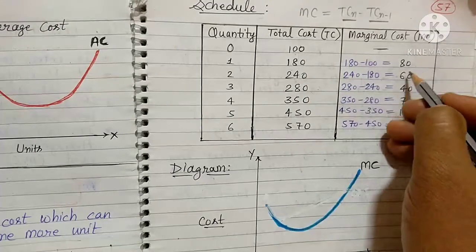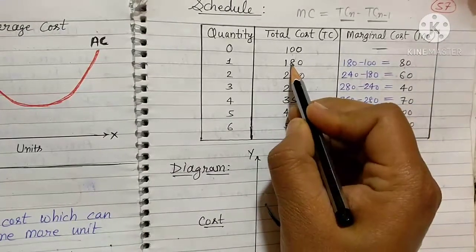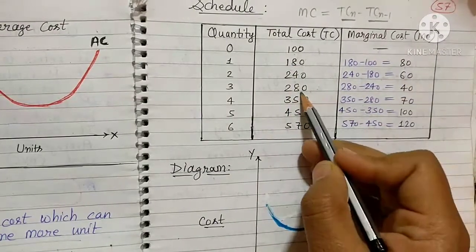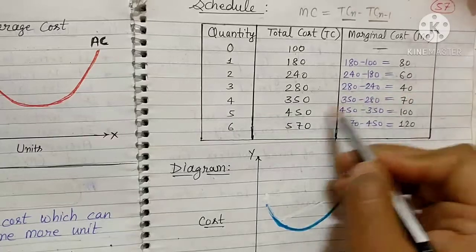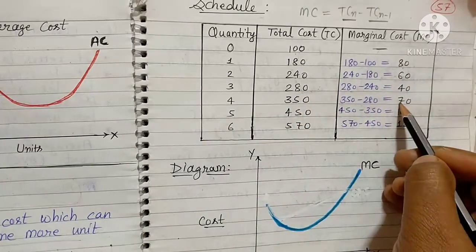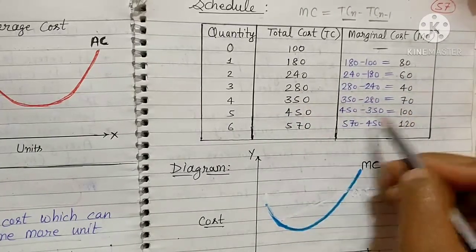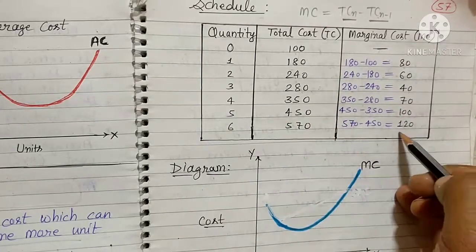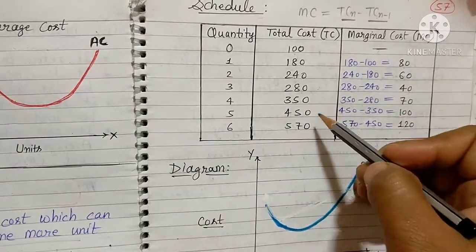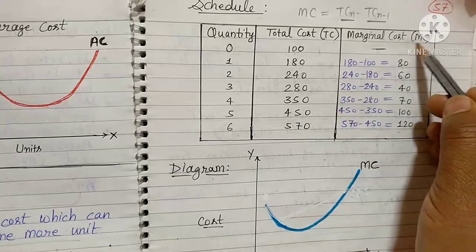180 minus 100, how much comes? 80. 240 minus 180, 60. 280 minus 240, 40. 350 minus 280, 70. 450 minus 350, 100. 570 minus 450, 120. So current unit minus previous unit. What we are finding is marginal cost.